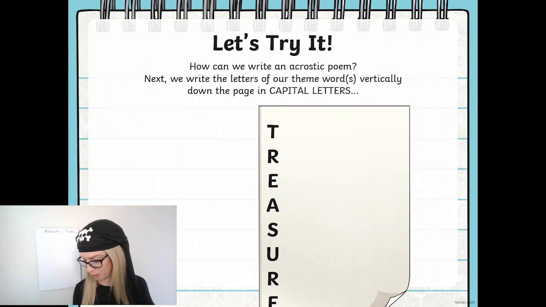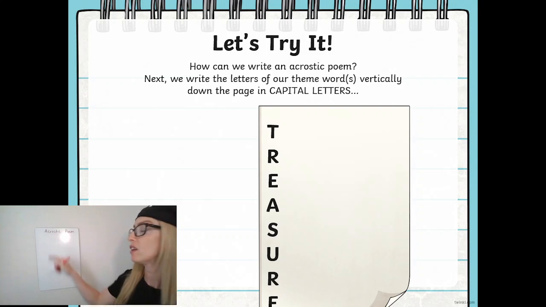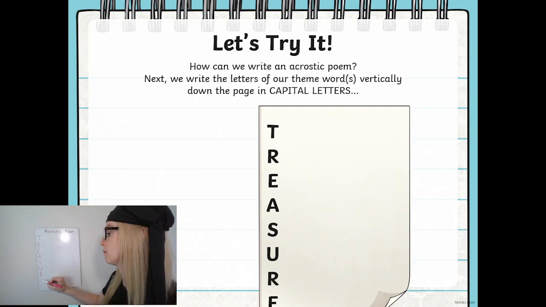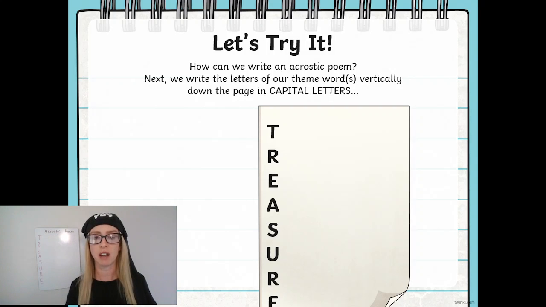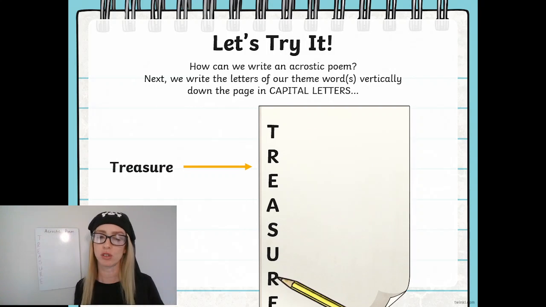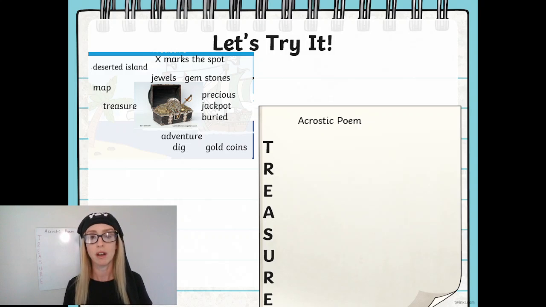All right, our turn. So we are going to write an acrostic poem on treasure today. So we need to write our capital letters, our theme or our topic, which is treasure, all capital letters down our page vertically. I've also included a title. I think that's pretty important. Okay, so I've started writing my poem using some of those words that we brainstormed earlier. Okay, and remember, with an acrostic poem, my sentence always needs to start with the letter I'm on.